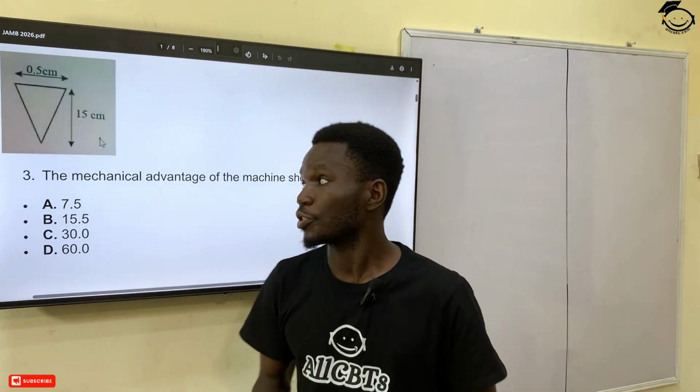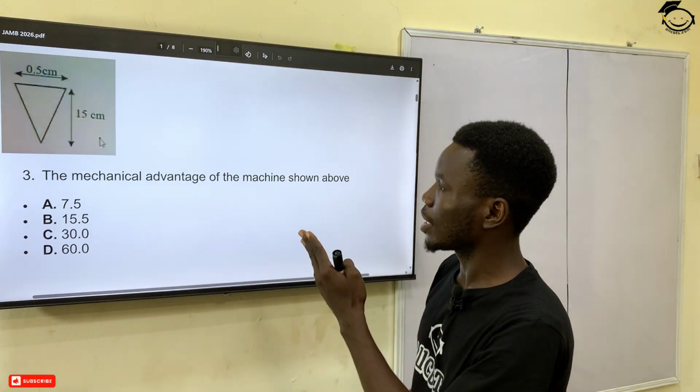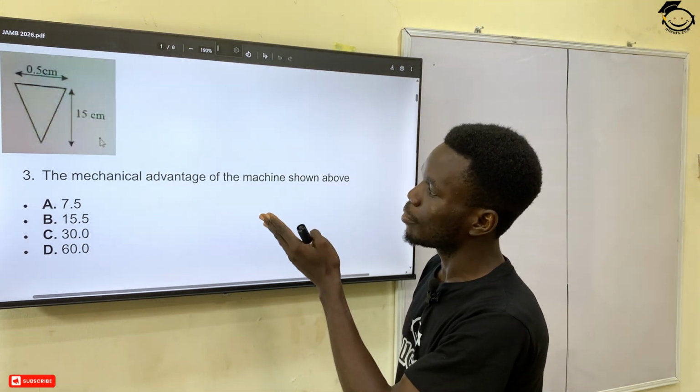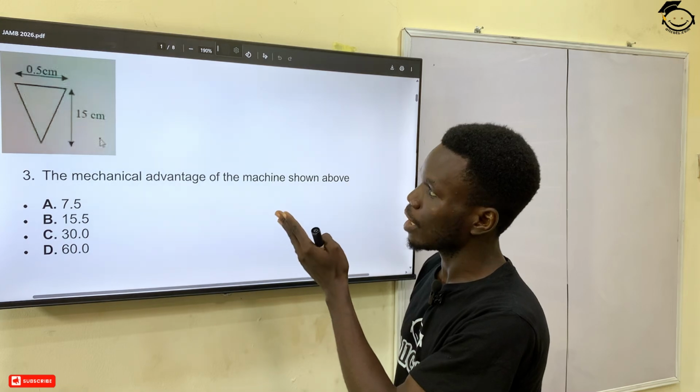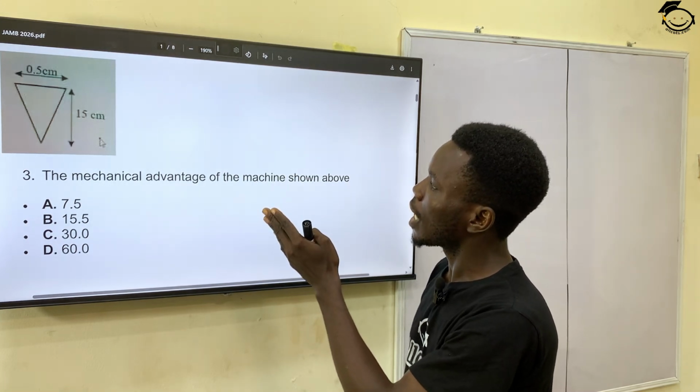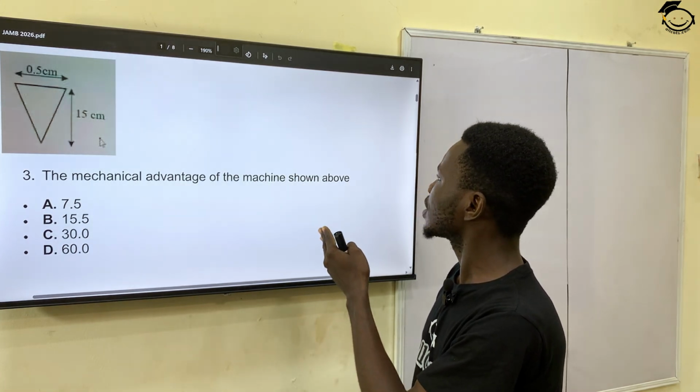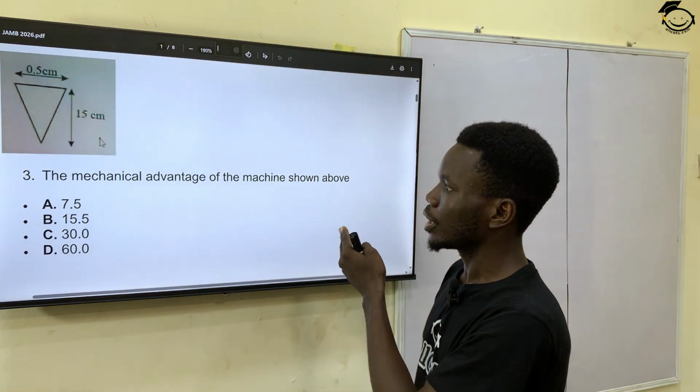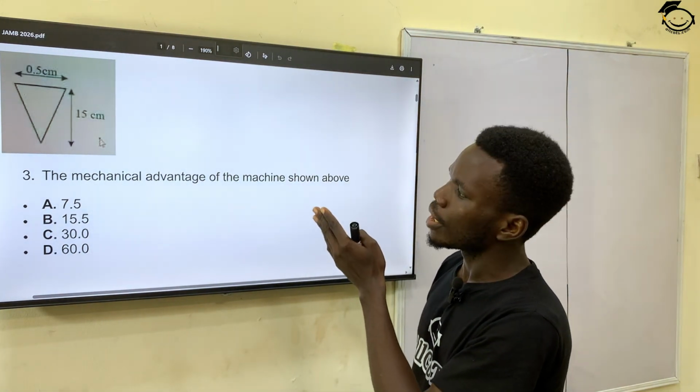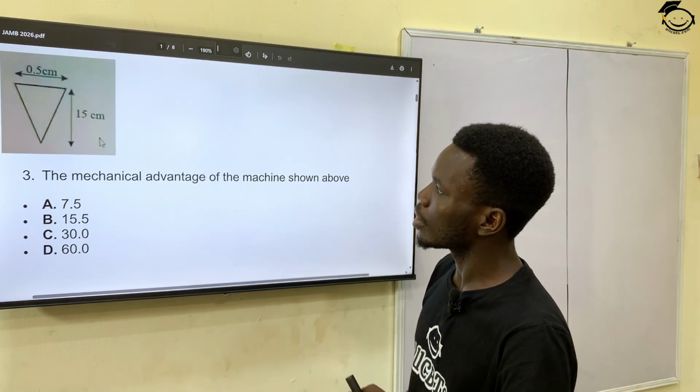Moving on to question number 3. Question number 3 says, we have a diagram there. If you look, there's a diagram. The diagram ought to be beneath the question. So that's a typographical error. So we have a diagram there, and it says, the mechanical advantage of the machine shown is dash. So this diagram here, you discover that what?